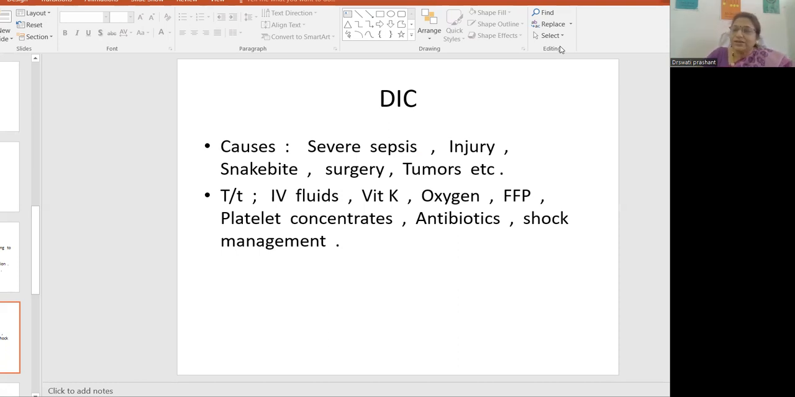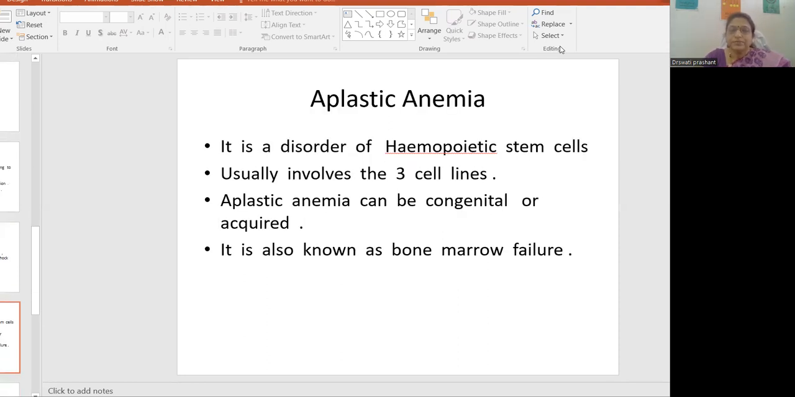Vitamin K is the vital thing to be given, along with oxygen, fresh frozen plasma, platelet concentrates, and antibiotics to avoid or to treat secondary sepsis. Shock management is, of course, very important. The treatment of the cause of sepsis is very important. For example, if the patient has a history of snake bite, we have to give anti-snake venom. So this is the management in general of DIC.